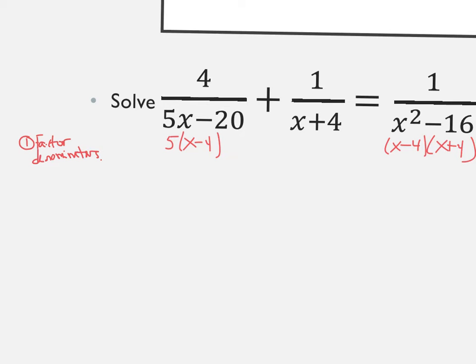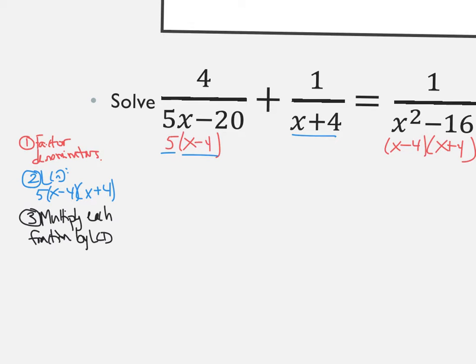Okay, so our next step is to identify the common denominator. Our LCD in this case is, we have to account for the 5, we have to account for the x minus 4, the x plus 4. And the one on the right is already x minus 4, x plus 4, which is noted in our lowest common denominator. So our next step is we're going to multiply each fraction by the lowest common denominator. Okay, so again, we're going to write our common denominator next to each fraction.